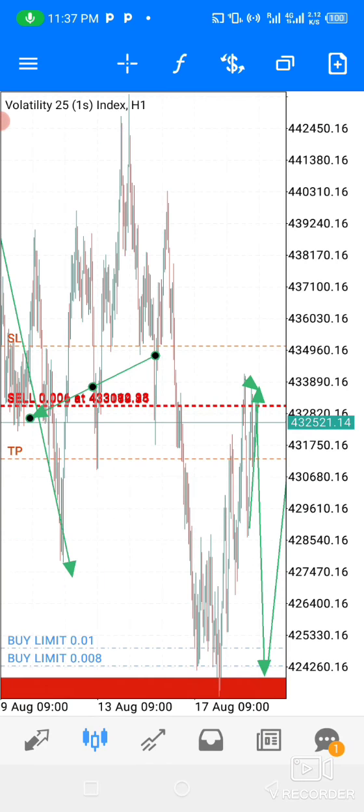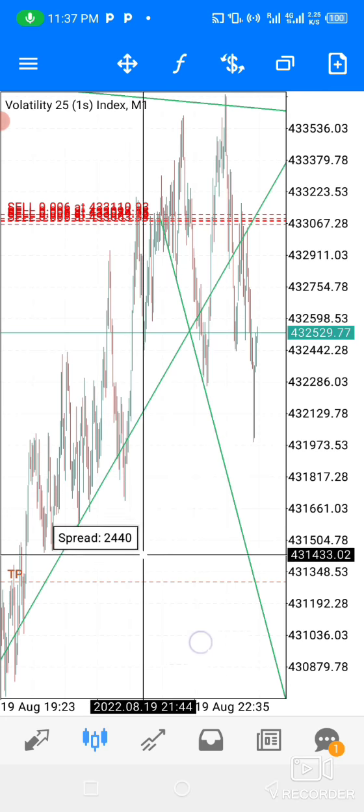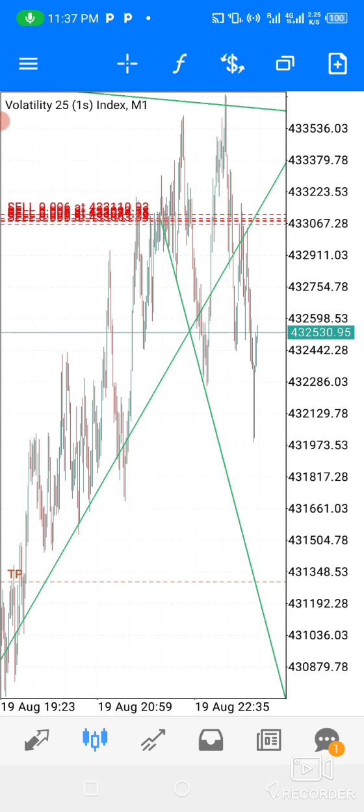Why I just did this is because I feel like this market in M1 is going to sell a little bit. Maybe it can sell up to here before it will shoot up to break out to retest the previous supply. Okay, I think this analysis on V25 will give you some insight.